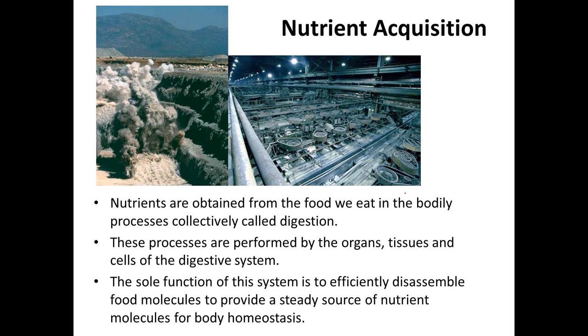Okay, so what we've looked at so far is the concept of a diet containing various components, and why those components are important, what they do, and where they're found in our diet. The next stage of our journey is to understand the process of how we acquire all of these individual nutrients in our diet, how we use them, how we extract them. So nutrients are obtained in the food we eat in a group of processes we call digestion.